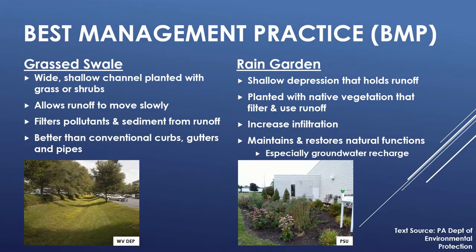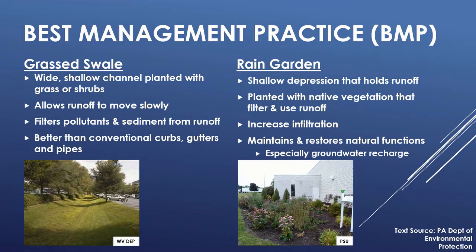The techniques used in low-impact development are often called best management practices, or BMPs. Two common BMPs are grassed swales and rain gardens. Swales are wide, shallow channels that allow runoff to move slowly. This slow movement across a planted area allows for pollutants and sediment to be filtered from the runoff. Traditional curbs and gutters transport water quickly without allowing for this filtration. Runoff is often transported directly to waterways without undergoing any kind of treatment.